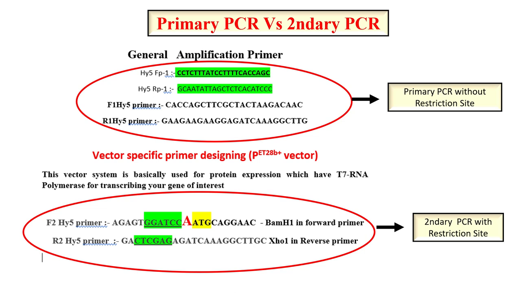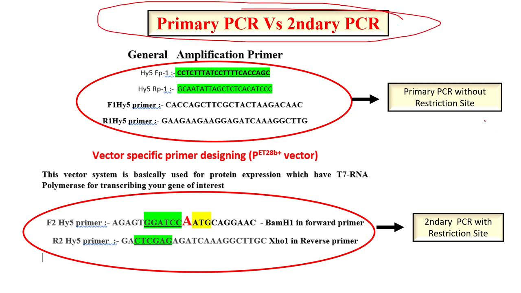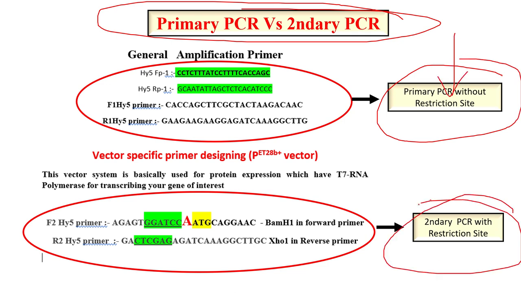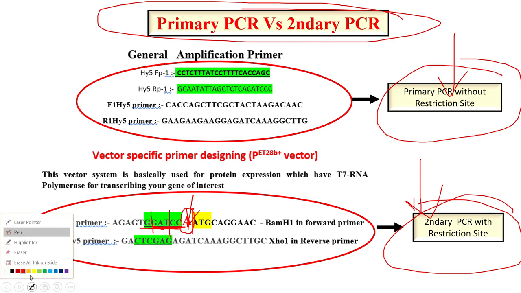These are the other things, but you have to understand the difference between primary PCR and secondary PCR. Primary PCR is without restriction site and secondary PCR is with restriction site. And as you can see here, I have added one extra nucleotide A, adenine, before this. If it is cut here, then see, this is the triplet. Now I will erase it to make it clear.